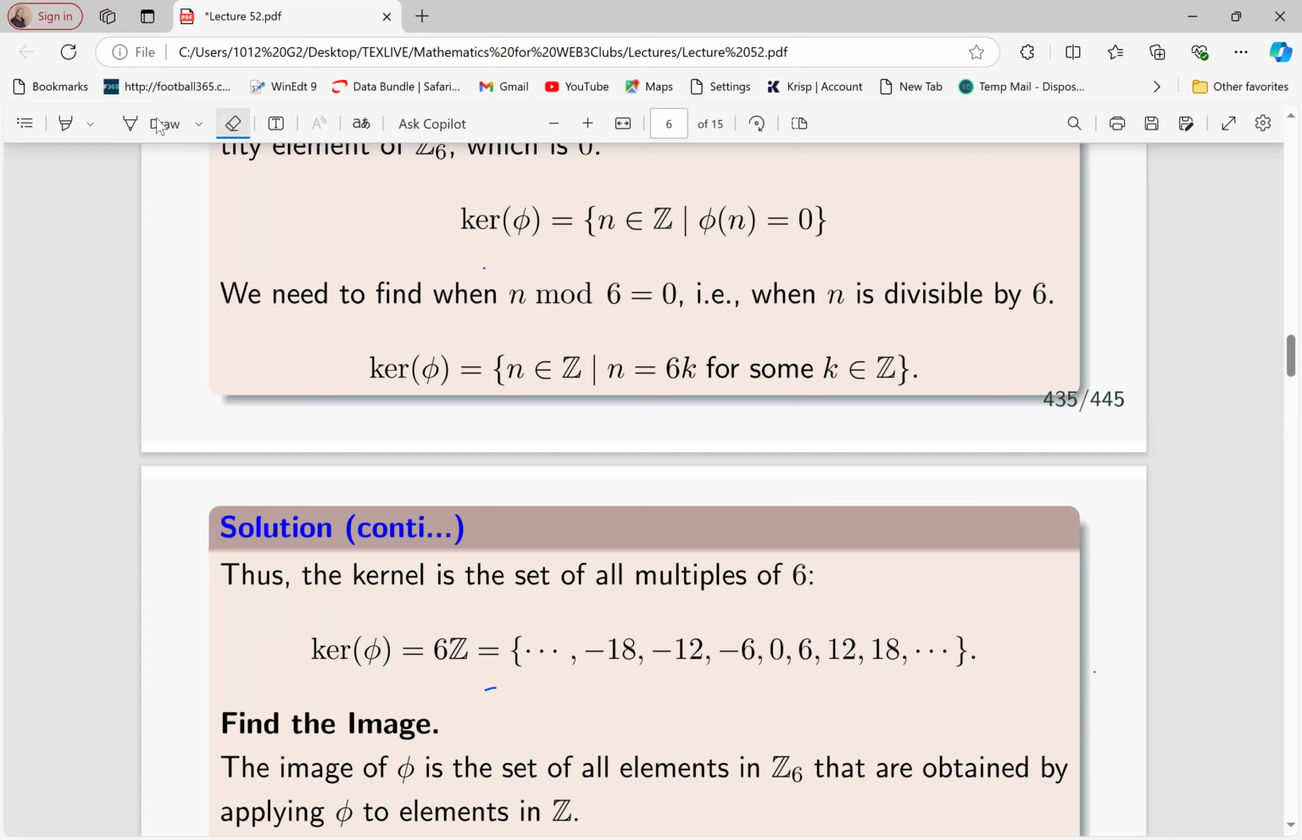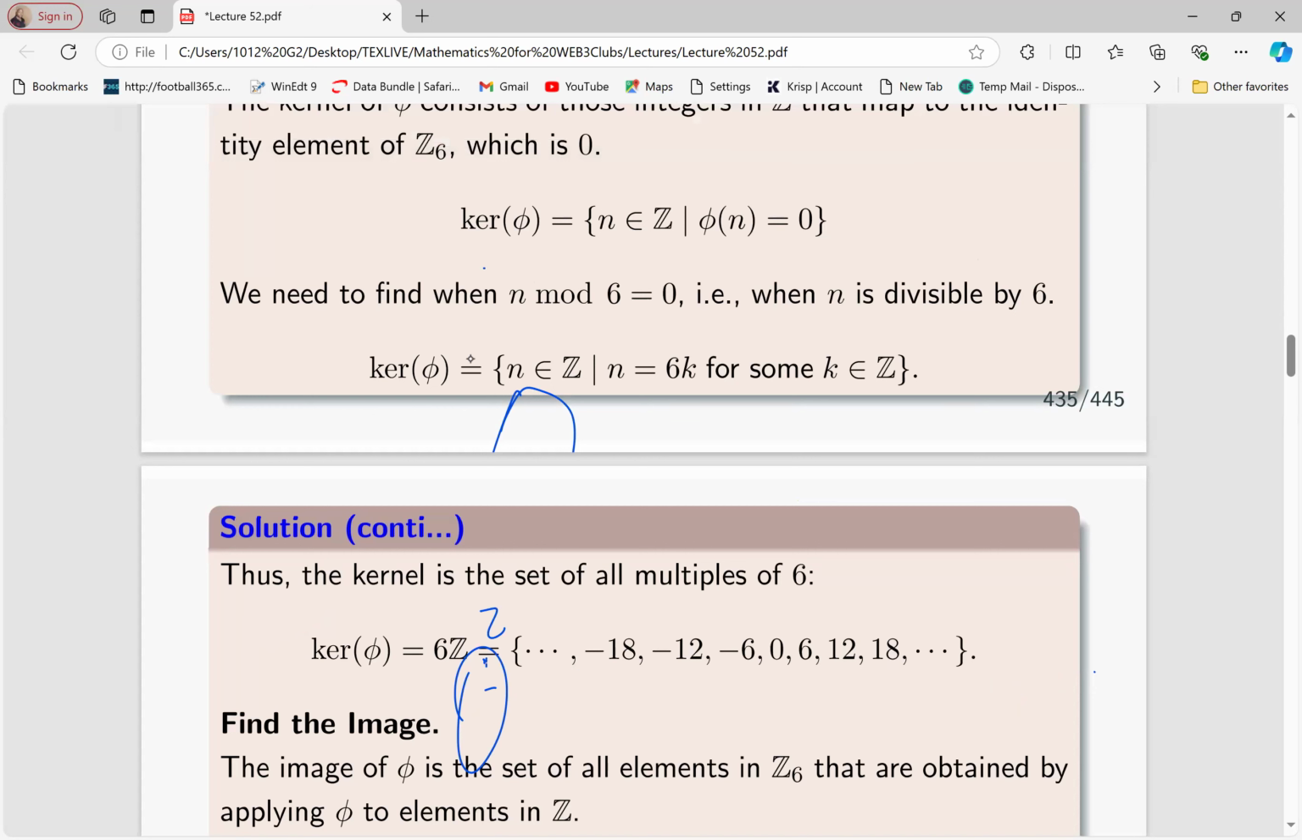Now, what about the image? We discovered that all the elements were mapped to. For instance, our Z has very many elements. You have 1, 2, 3, 4, 5, and so on. We have even negative 18, and so on. But then the Z6 has only 0, 1, 2, 3, 4, 5.